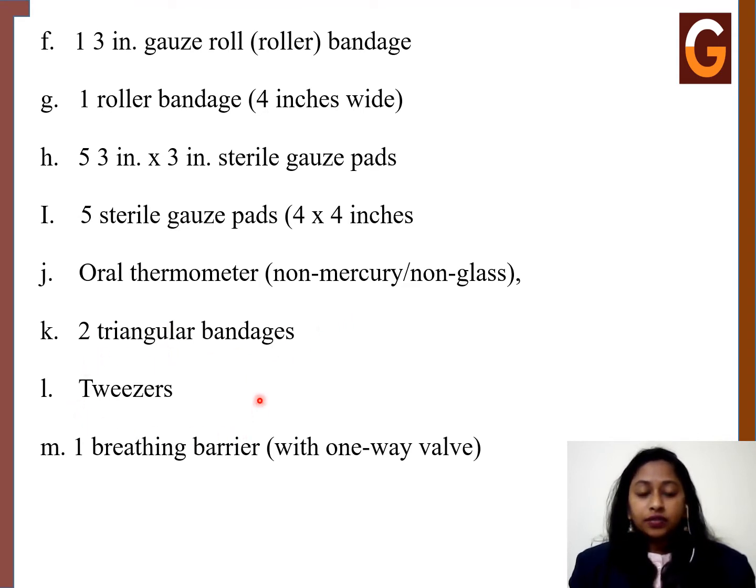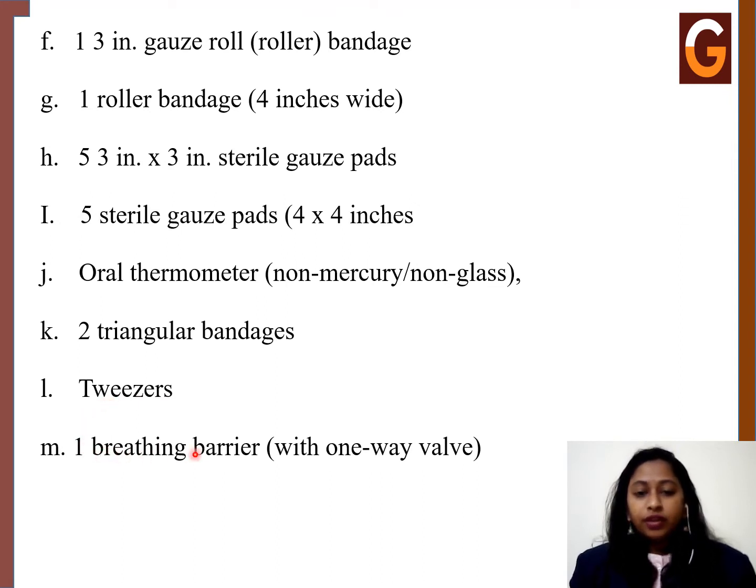One is tweezers. I will be showing the importance of it as well. For example, if we have been bitten by an insect or a thorn has gone inside, the tweezers will help with that. We can just hold it, press it and take that particular stick from our hand or wherever it is buried inside. One breathing barrier.